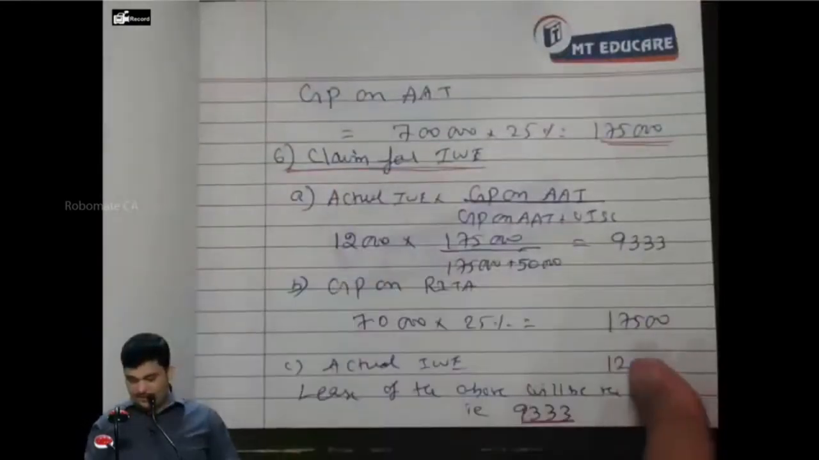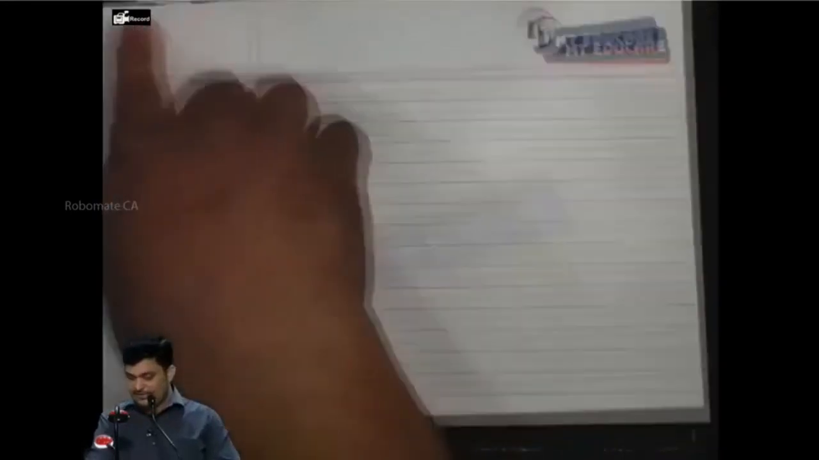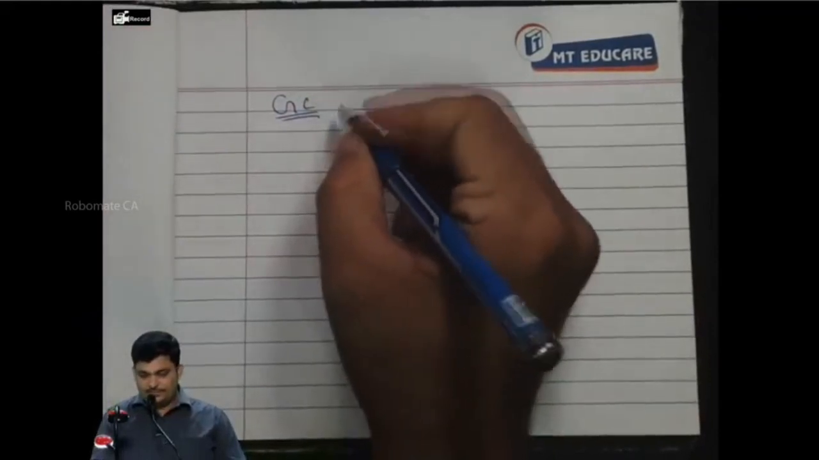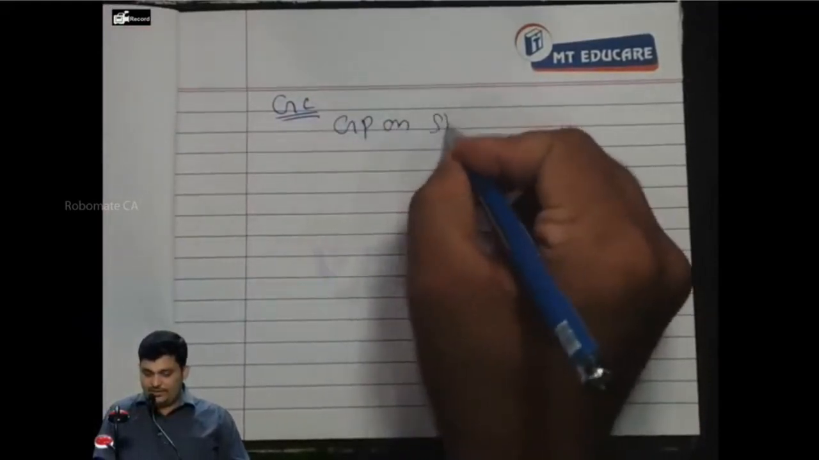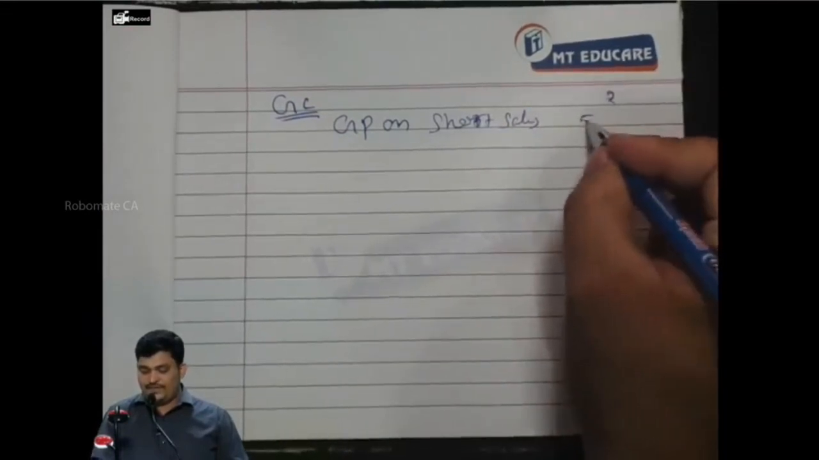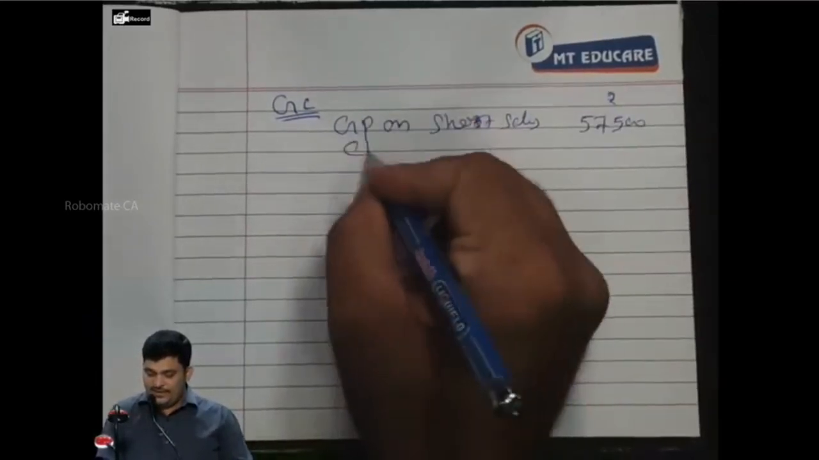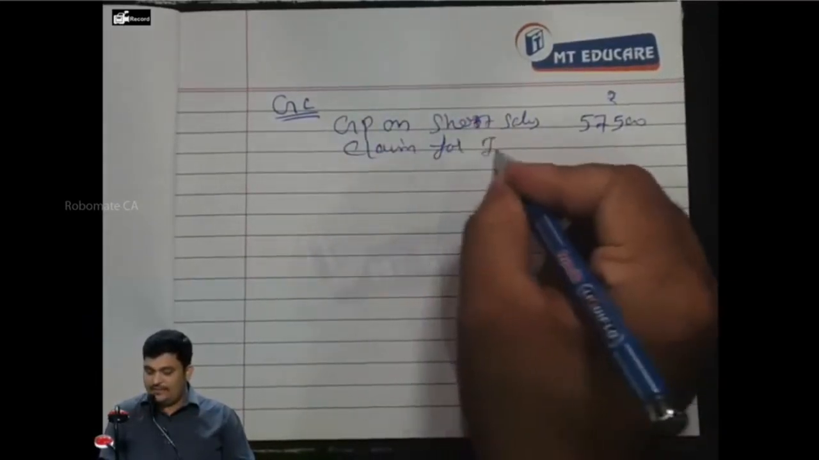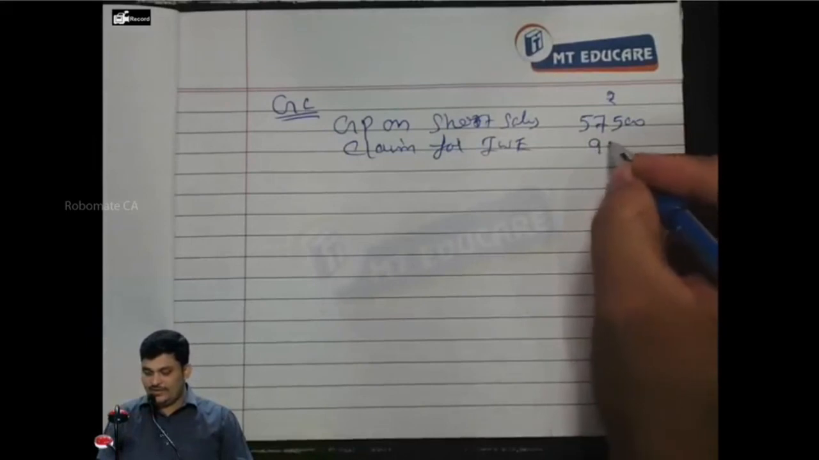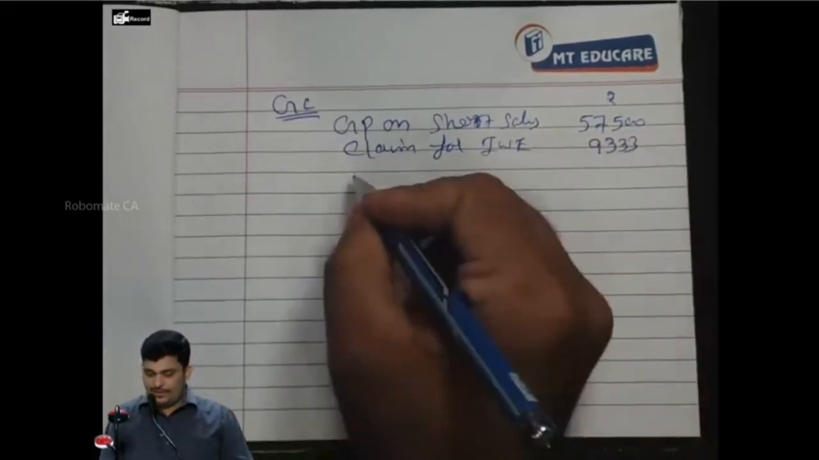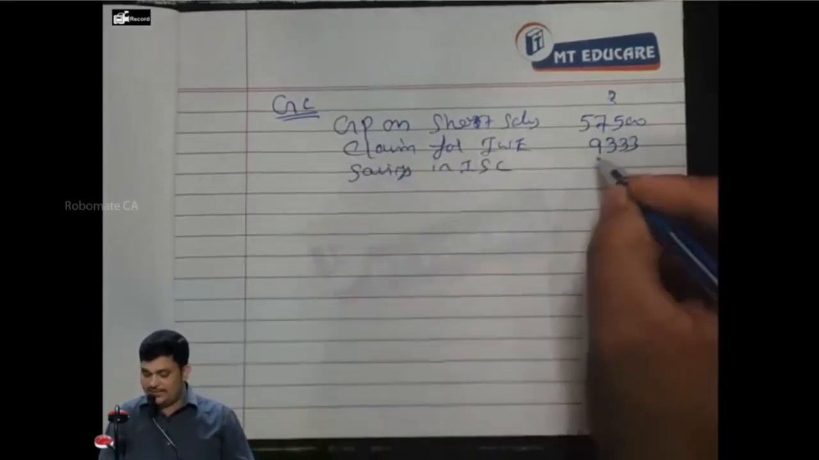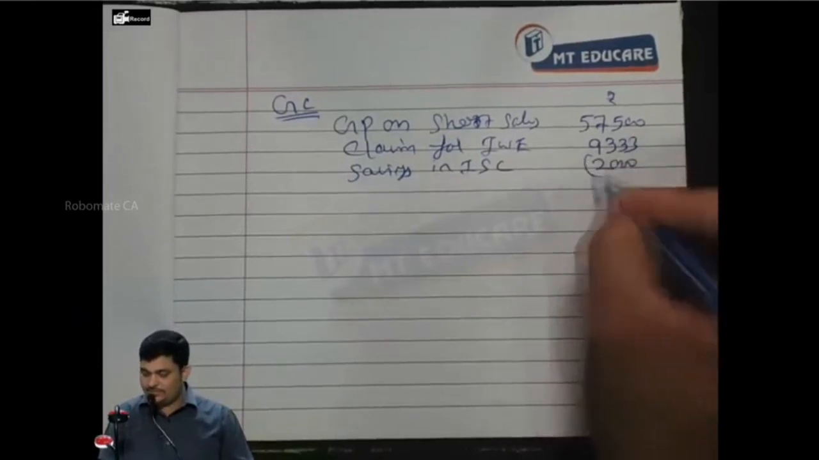Understood? Now, coming back to this problem, step number 6 over, step number 7, it is gross claim. So, gross claim will be GP on short sales, how much? 57,500. Claim for IWE, how much? 9,333. Do we have savings? Oh, savings there. Savings in insured standing charges, 2,000.